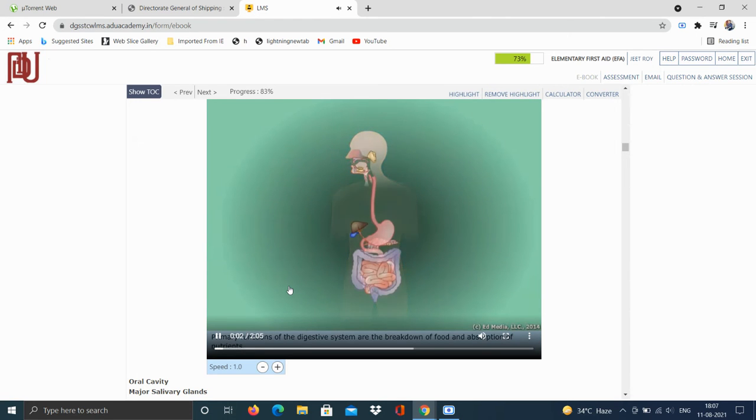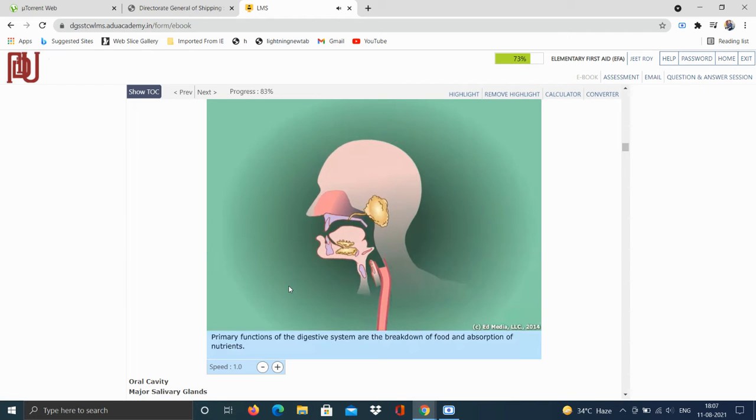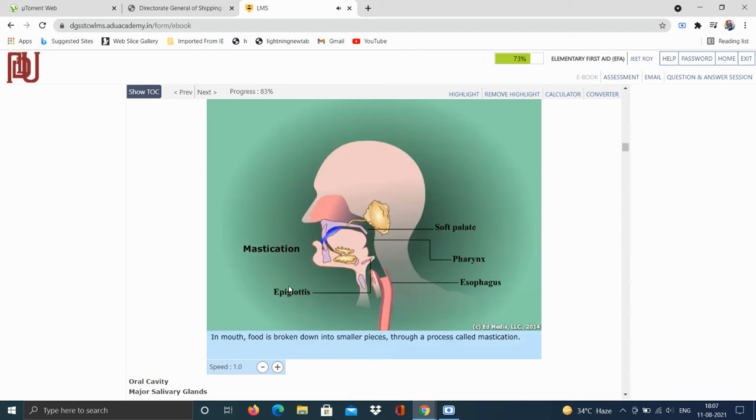Primary function of the digestive system are the breakdown of food and absorption of nutrients. The breakdown of food is called digestion. In mouth, food is broken down into smaller pieces through a process called mastication. It results in formation of food bolus. Salivary glands located near oral cavity secrete saliva. It begins chemical digestion.